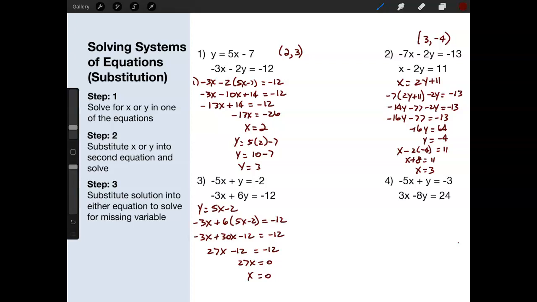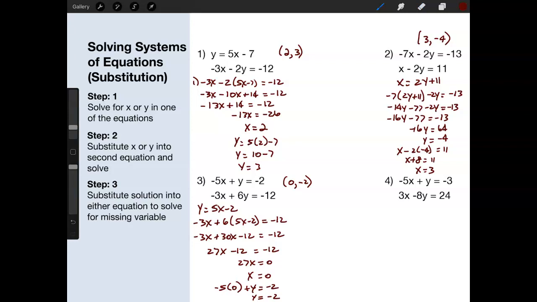We can substitute that into the first equation. We have negative 5 times 0 plus y equals negative 2. And we arrive at y is equal to negative 2. So the solution for this system of equations is x equals 0 and y equals negative 2.